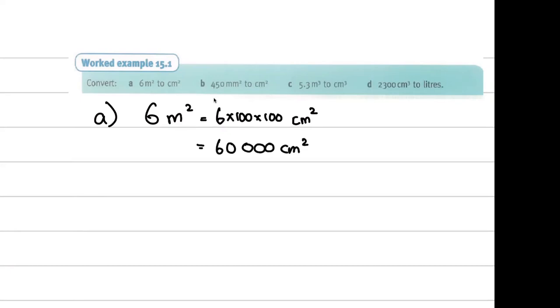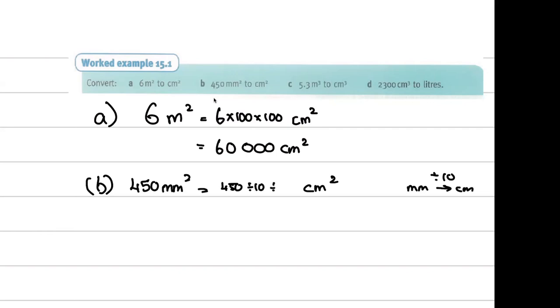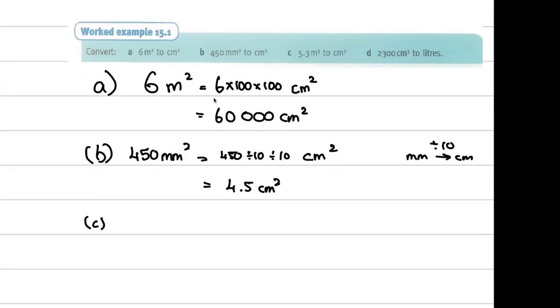If you do this, then you don't need to think of how many times do I need to do it, or what the conversion rates are. If you look at B, it's the same thing. 450 square millimeters to square centimeters. If you remember, millimeters to centimeters is divided by 10, so you just have to do it twice. 450 divided by 10 divided by 10, 4.5 square centimeters.